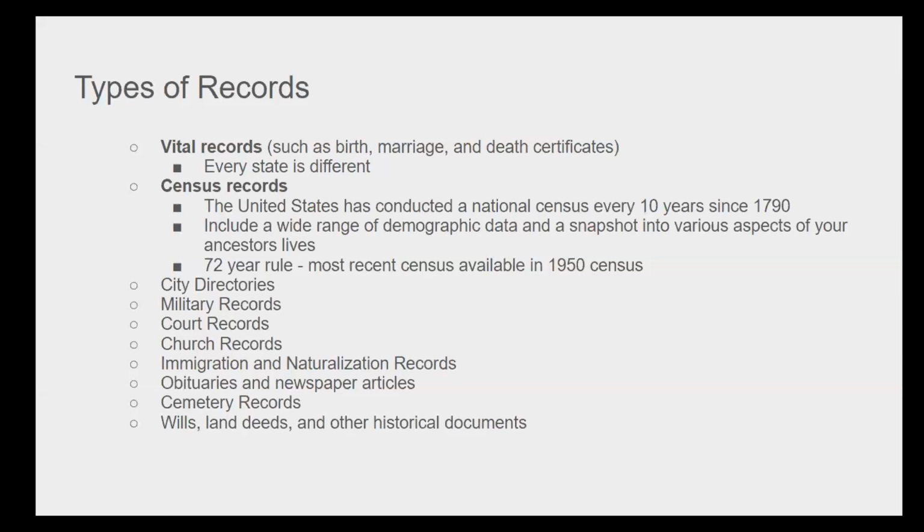There are alternative sources that may be available to track your ancestors during that era, though. So additional resources at your disposal might include city directories, military records, court records, church documents, immigration and naturalization records, obituaries, newspaper articles, cemetery records, wills, and a number of other historical documents.